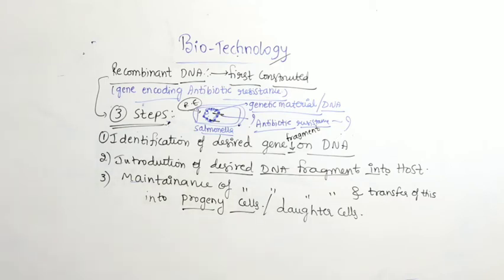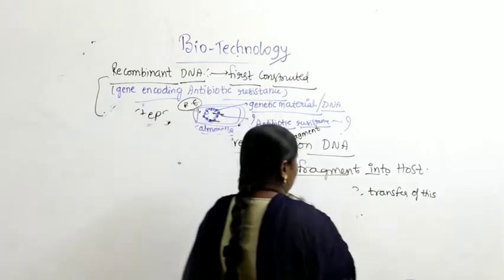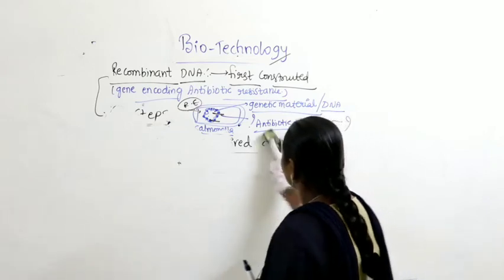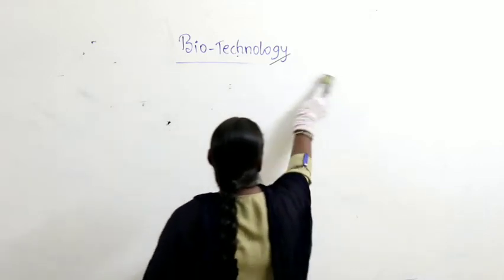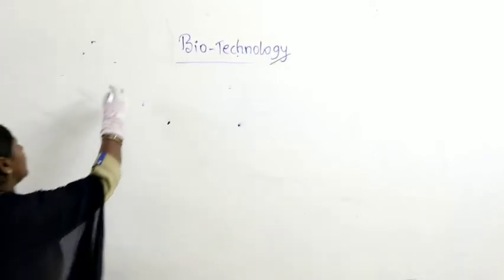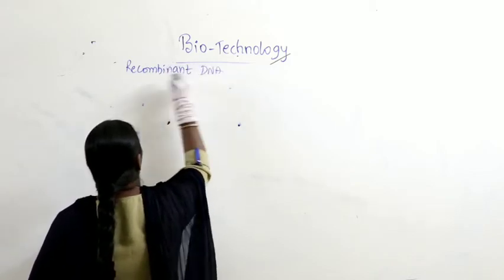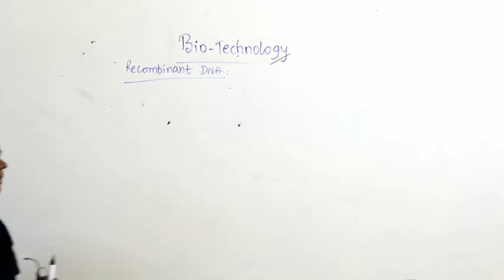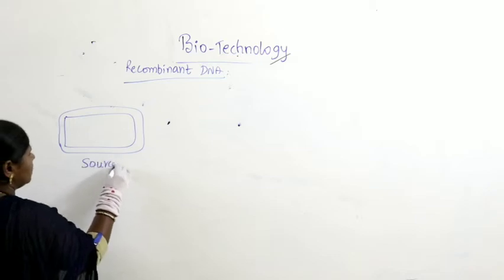Now let us continue here. When we take this recombinant DNA, as I told you, this is not a very easy job. So what are we doing here? From the organism, this is nothing but the source organism.